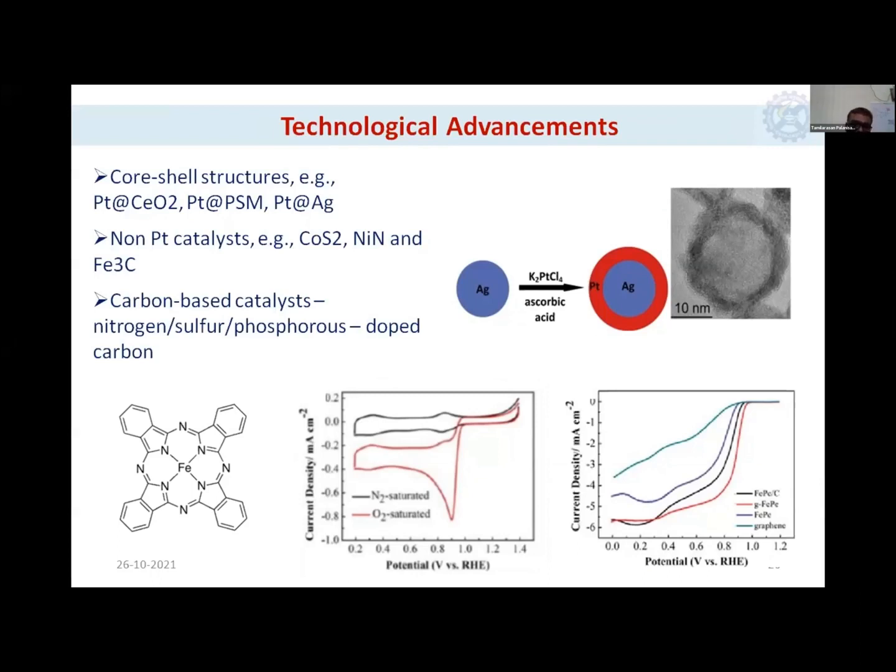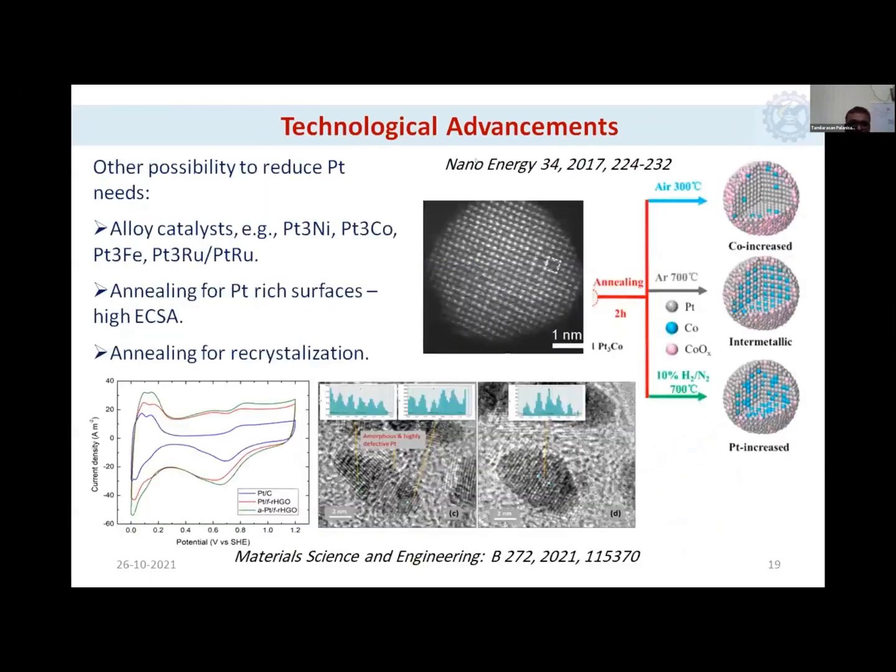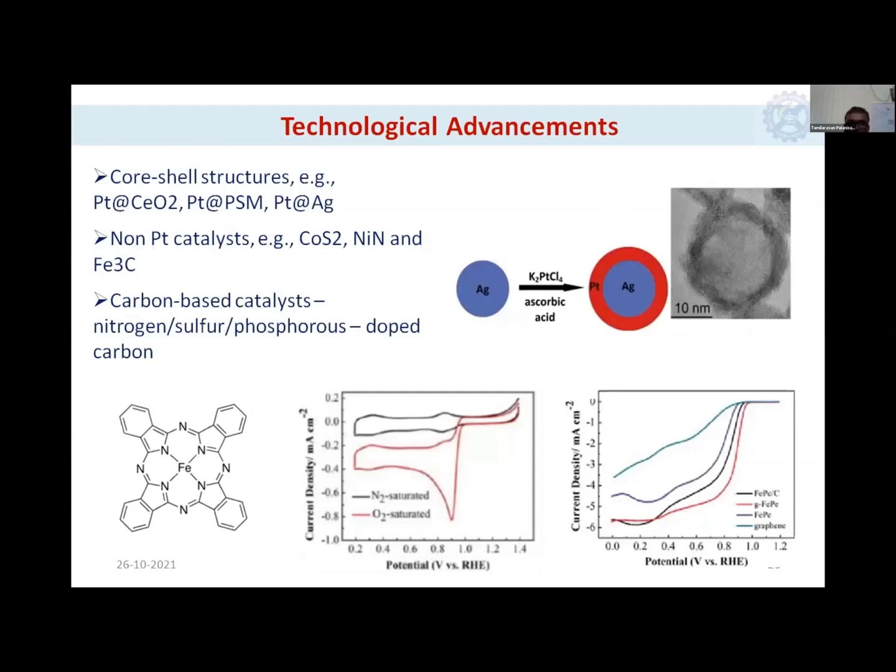So if you see here, in the previous technology, in Pt3Co, you have reduced the platinum requirement by 25%. But with this technology, you can reduce the platinum requirement by 60 to 70%. So with this, you can reduce the requirement of platinum, and per gram of platinum, you can obtain more energy using this technology. And all these discussed technologies are for improving platinum utilization and decreasing the requirement of platinum.